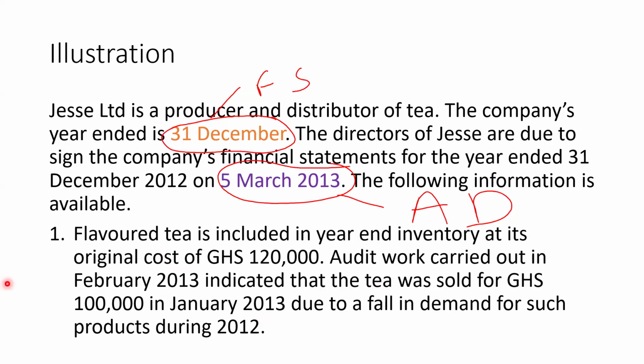Who can summarize the issue here for me? What is happening in this? Somebody should summarize it for me. Madam, it's an adjusting event. So what event is occurring at all? Describe the event for me.